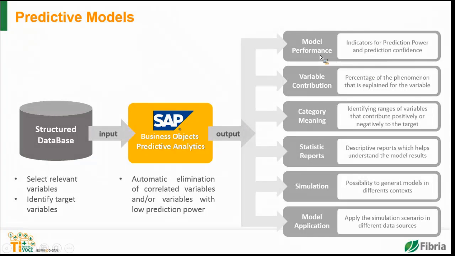And we're going to have the variable contribution, the percentage of the phenomenon that's explained by the variable. We have category meaning, identifying ranges of variables that contribute positively or negatively to the target. We have the statistic reports to show you reports that help to understand the model results.